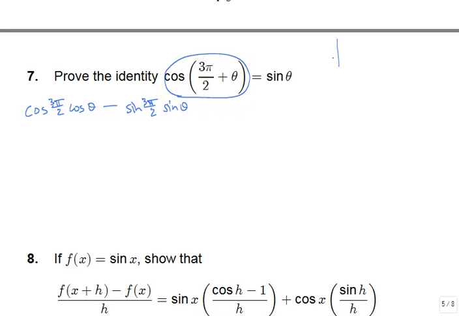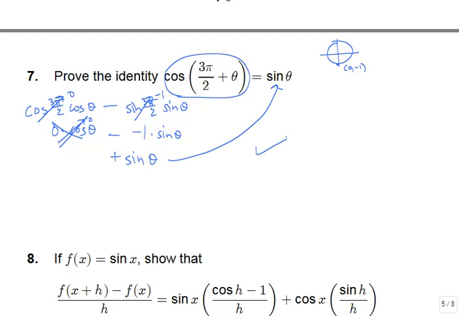Now 3 pi over 2, remember on your unit circle, that's down here. So it has coordinates 0 for x, -1 for y. Cosine is the 0, the x value. So this goes to 0. So we get just a big 0 for that whole first term. And the y value is the sine, so this goes to -1. So this is all gone, and a minus minus becomes plus sine of theta. And that's what we wanted, so we proved it.